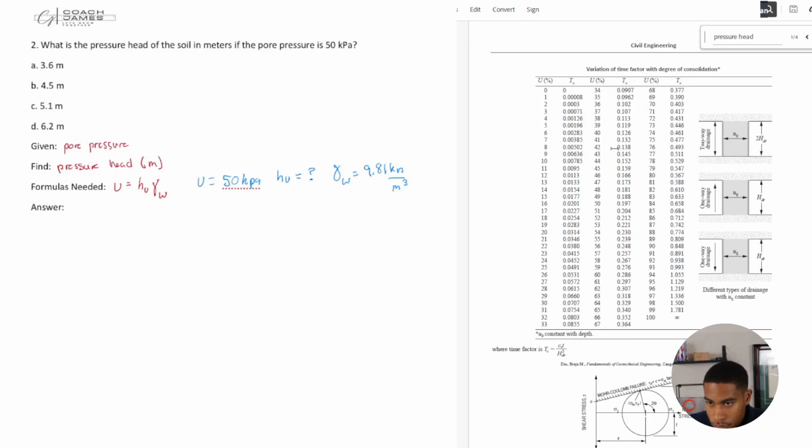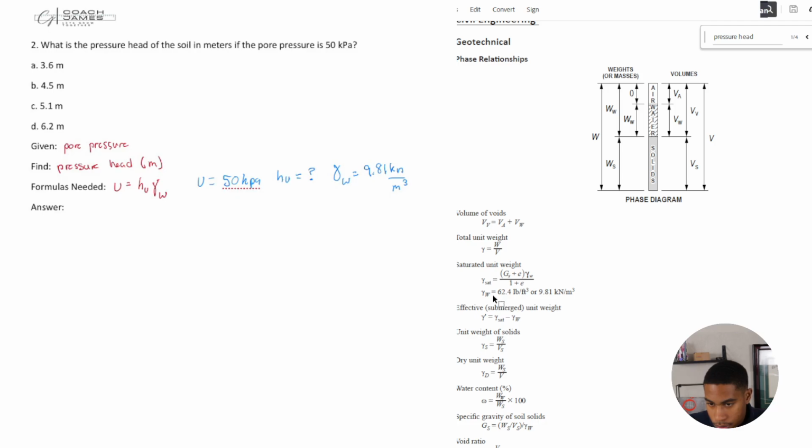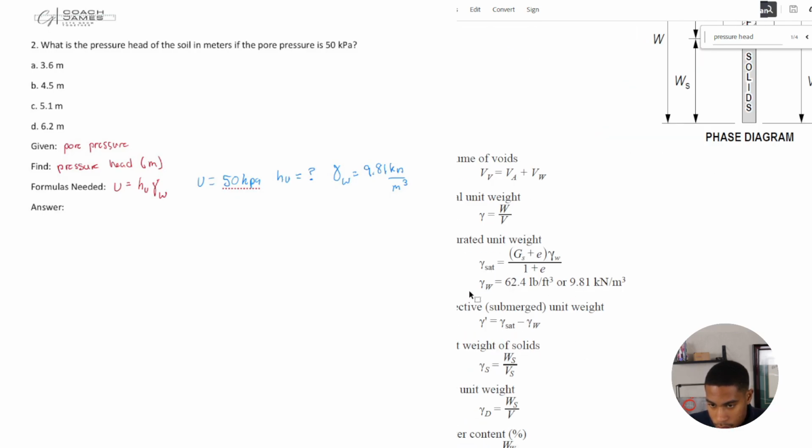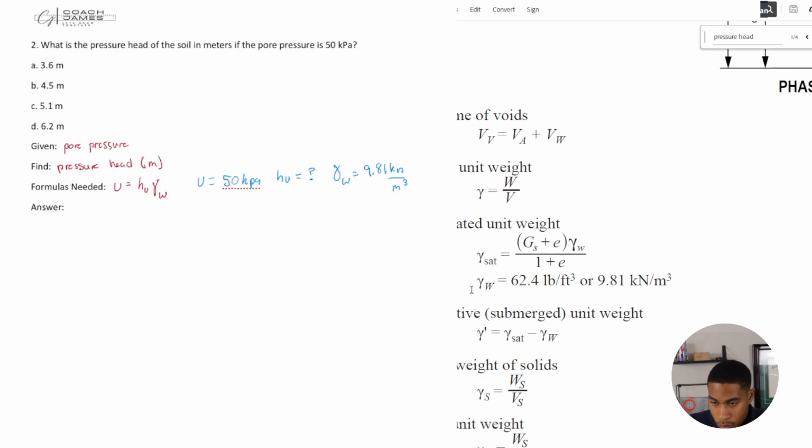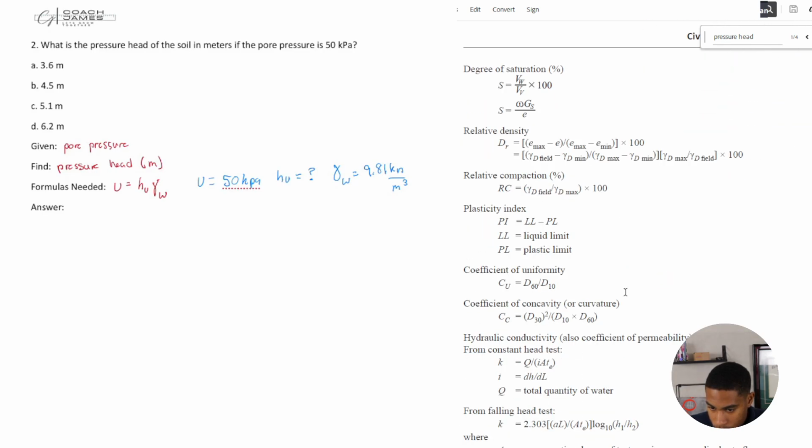And so where did I get that? I just scrolled up to the top of the geotech section, and it tells us that the unit weight of water, which is not going to change, is either 62.4 pounds per foot cubed or 9.81 kilonewtons per meter cubed. And so I know since our answer needs to be in meters, I'm dealing with my SI units. All right.